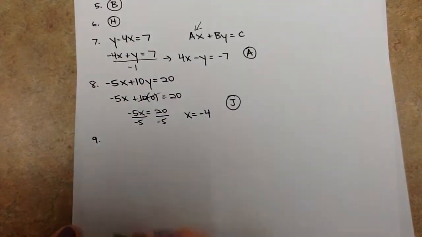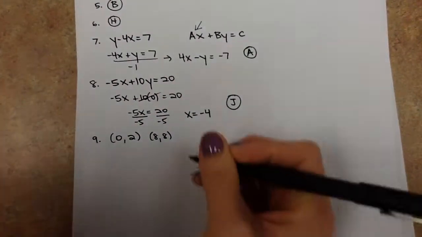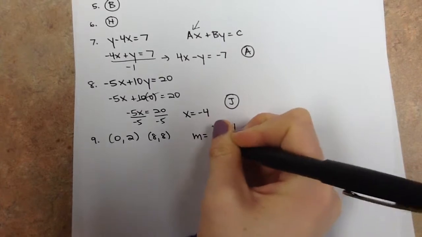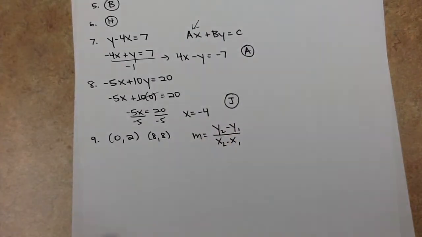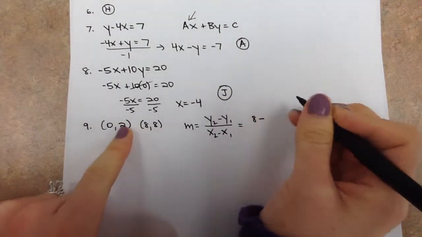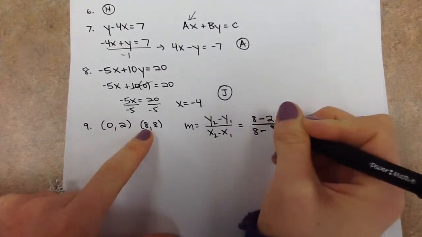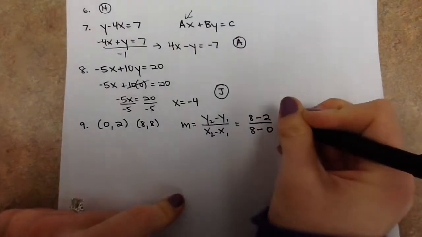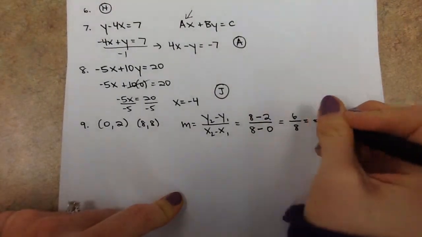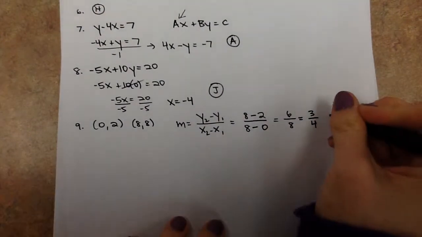Okay, on to slope. Find the slope between the point (0, 2) and the point (8, 8). So let me write down the slope formula for you. We always use m for slope. We write y2 minus y1 over x2 minus x1. So change in y over change in x. That's our slope formula. So we put in the second y value, which is 8, minus the first y value, which is 2, over the second x value, which is 8, minus the first x value, which is 0. So 8 minus 2, of course, is 6, over 8 minus 0, which is 8. You always want this in reduced form, so you can reduce it down to 3 over 4. And 3 over 4 would be letter C.